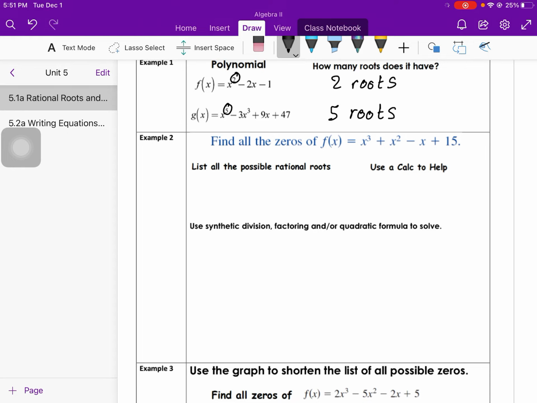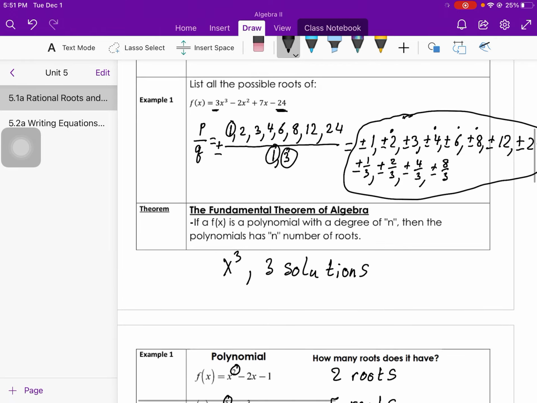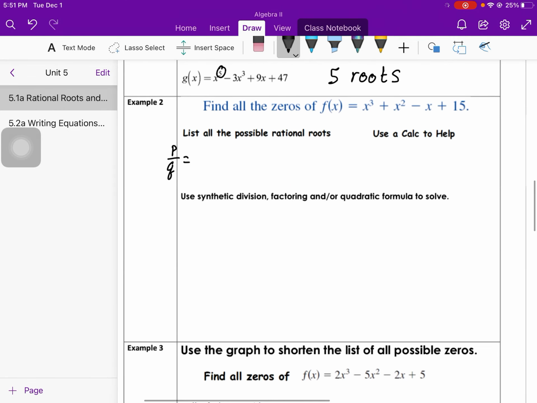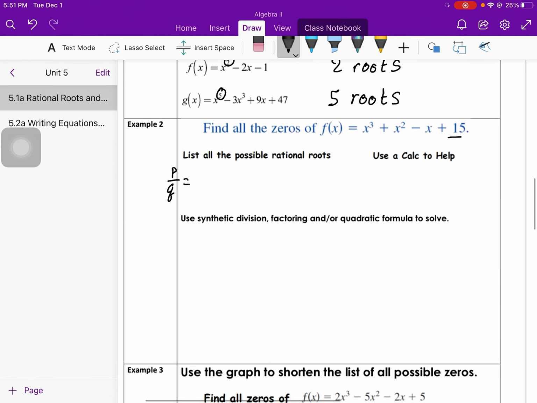So to list all of the possible rational roots, we do p over q. We look at 15 first. So what are the factors of 15? Plus or minus 1, 3, 5, and 15, over the factors of 1, which would be our leading coefficient, which are just 1.